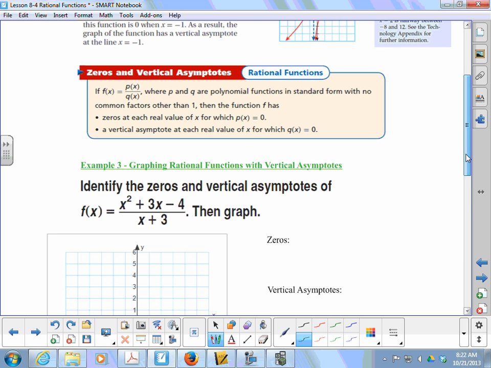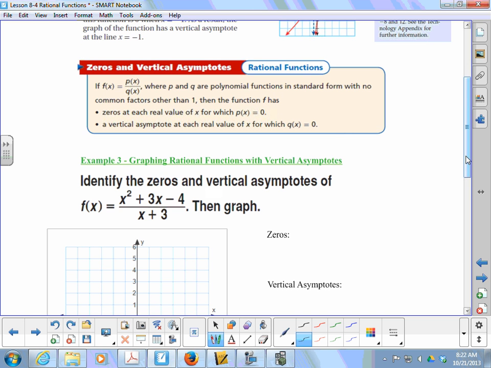Okay? So here's, and this is in the next part of that paper you have there. It says, if f of x equals p of x over q of x, that just means that we have a polynomial in the numerator and a different polynomial in the denominator.